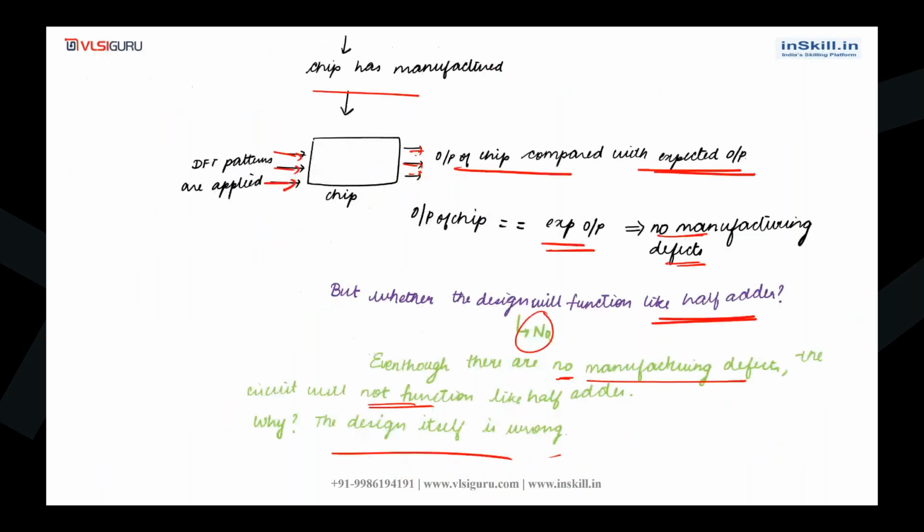And what will happen? The chip has got manufactured. DFT patterns were applied. The output of the chip was compared with the expected output. Both were equal, which means there are no manufacturing defects. But whether the circuit will function like a half adder? No. Even though there are no manufacturing defects, the circuit will not function like a half adder. Why? The design itself is wrong.